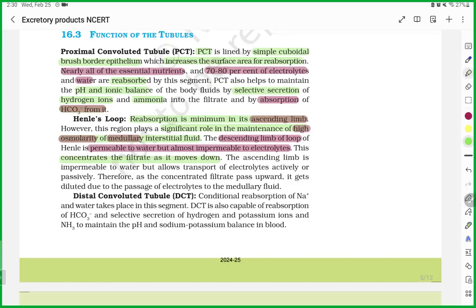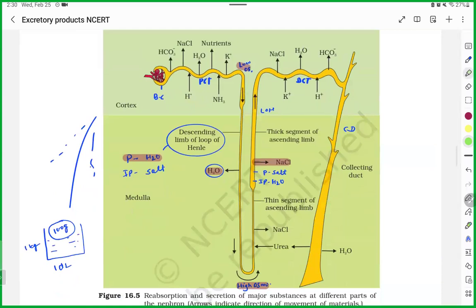Ascending limb is exactly opposite. No need to remember this. It is impermeable to water but allows the transportation of electrolytes either actively or passively. So when electrolytes are moving up and coming out of this, but water will go back, what will happen? Concentration will decrease. Why is concentration decreasing? As you can see here, it will go up. Water is still there. You are removing electrolyte.